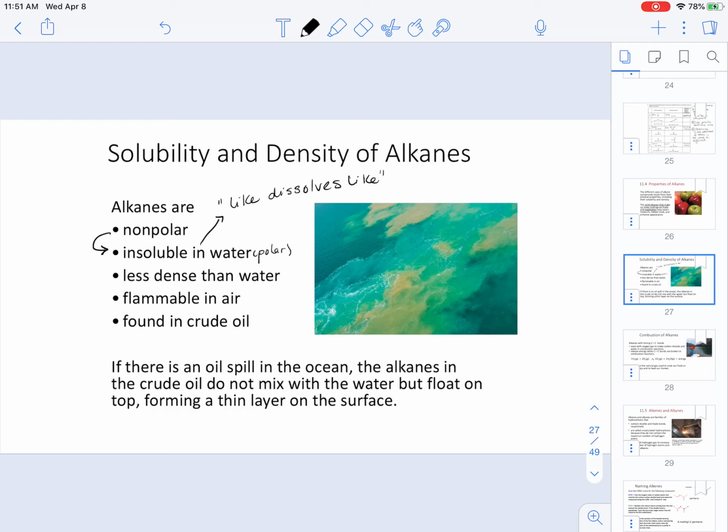Now, when it comes to density, understand that alkanes are going to be less dense than water. They tend to be flammable in air, and we can find them in crude oil. So for example, the image illustrated in this slide shows an oil spill in the ocean. The alkanes found in the crude oil do not mix with the water because of the difference in polarity. In addition, because they are less dense than water, they will float on top of it, forming a thin layer on the surface of the ocean water.